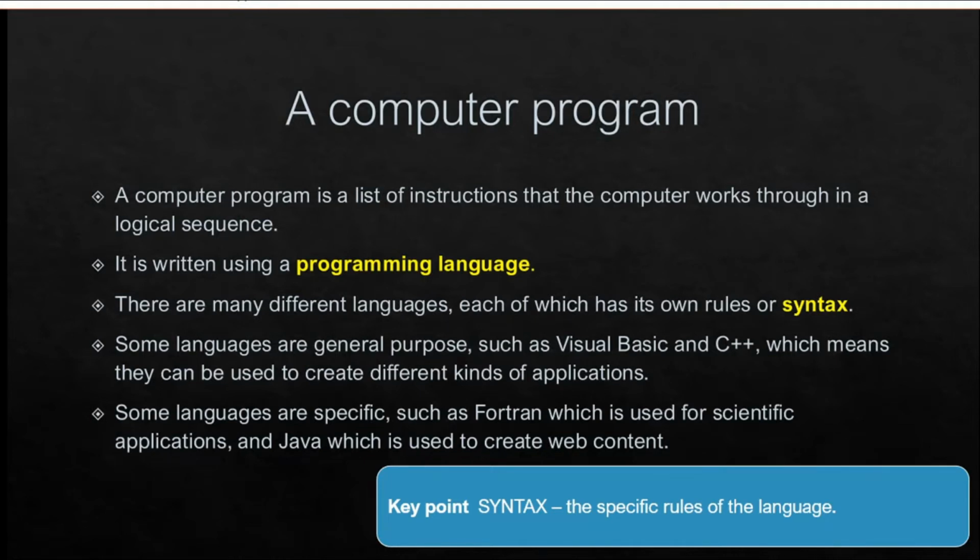And some languages are very, very specific. The example I've given here is Fortran. Fortran is a portmanteau of formula translation and is designed for scientific programming. So, for example, a lot of the apps that the Met Office are using in their climate change modelling and their weather forecasts are written in Fortran.